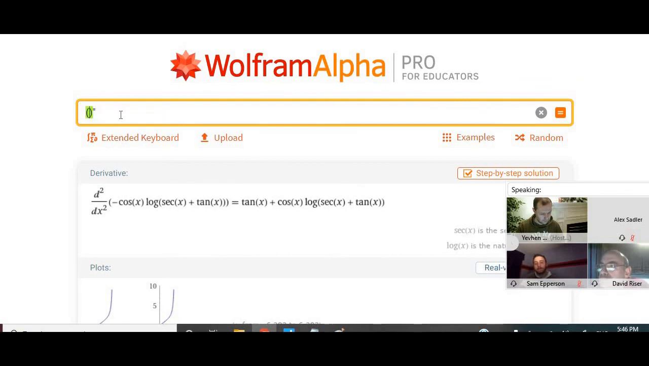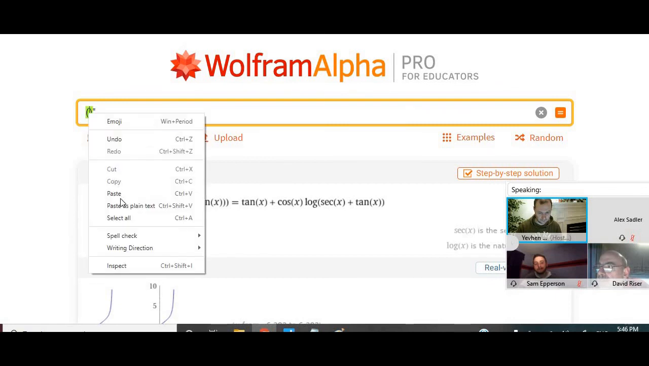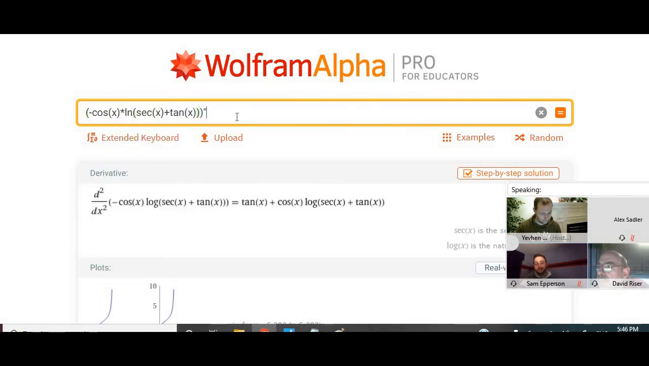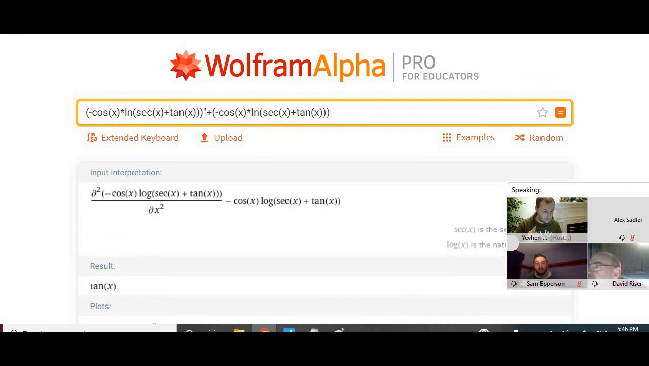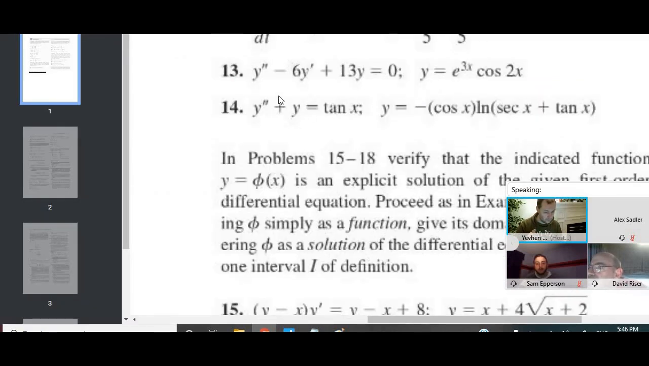Y doesn't mean anything to Wolfram, but if I paste that guy in there, and then plus parenthesis that thing again, my control V doesn't work here, and I'm going to hit enter. I effectively just entered the left-hand side of this problem. You guys with me on that? Yes. Second derivative plus y. Wolfram is going to do the computation for me on the left. Ready to see the result? I am.